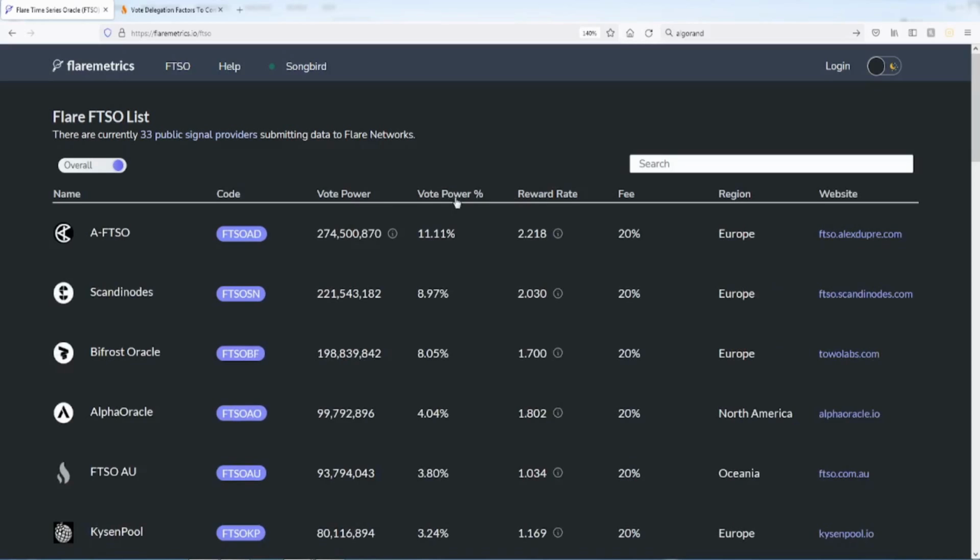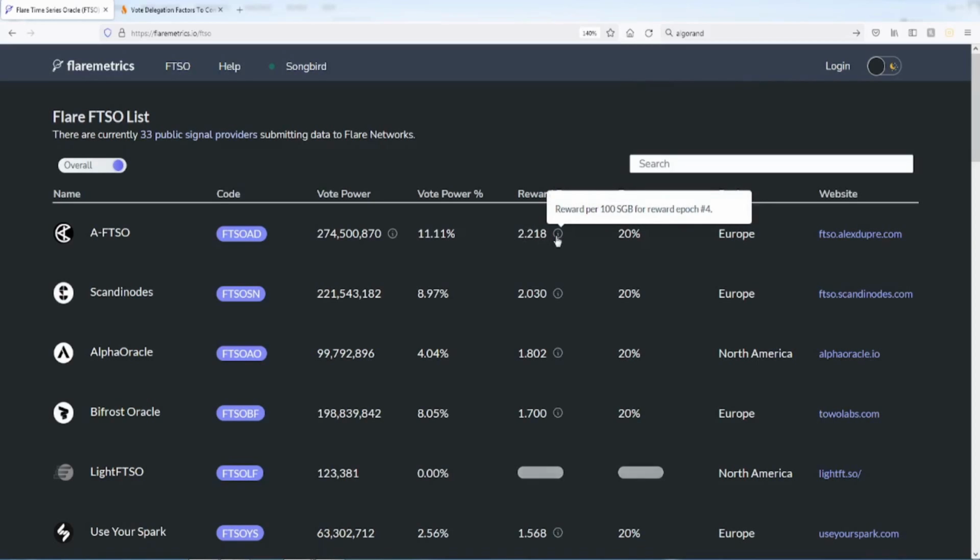For example, reward rate is a kind of total of epochs combined, and this is what you can expect per 100 Songbird for epoch number 4. So you can expect 2.218, and vote power for this provider is 11.11%. The cap for vote power is 10%. If it is over 10%, your rewards will be diluted.